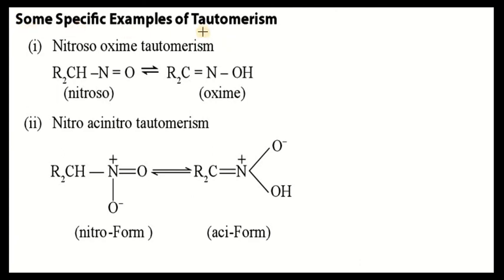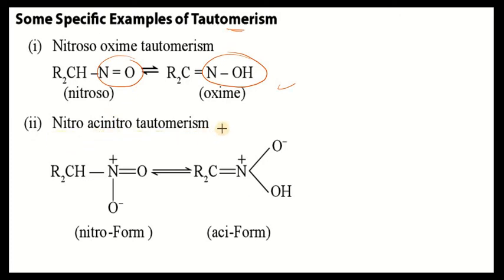Let us see some specific examples of tautomers. We have nitroso-oxime. This is nitroso and this is oxime. How is tautomerism possible? Here, on the immediate carbon atom, a hydrogen is there, an alpha hydrogen. This proton is migrated, after that the oxime is formed. So oxime-nitroso tautomerism is possible.